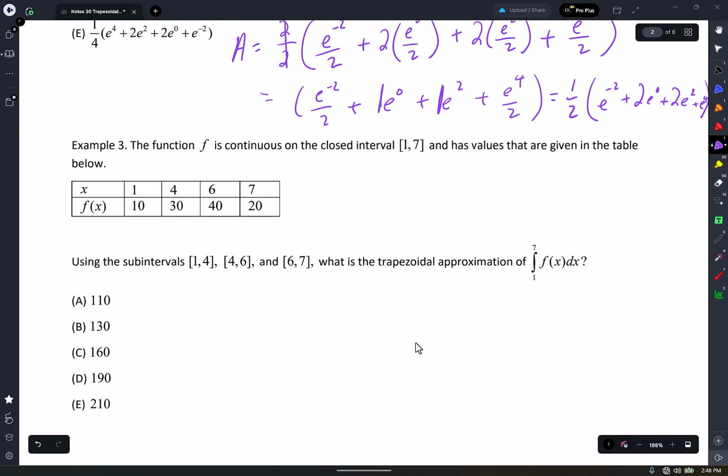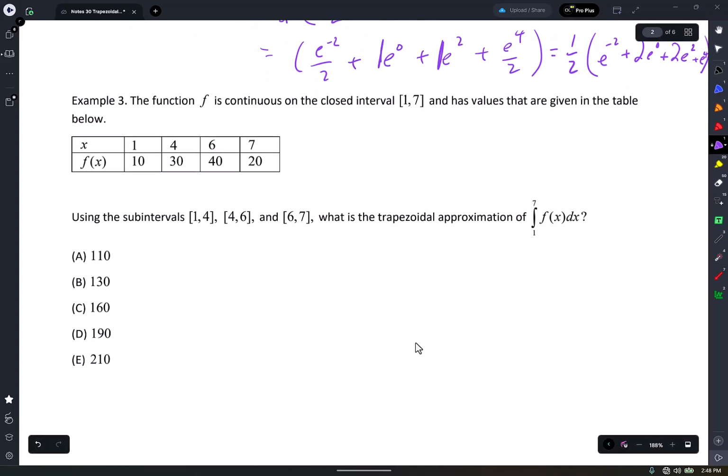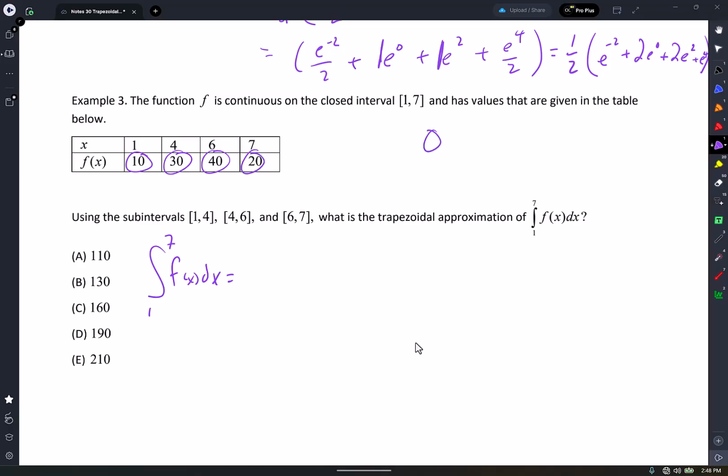Example 3: the function f is continuous on the closed interval 1 to 7 and has values that are given in the table below. Using the subintervals 1 to 4, so here are my partitions, 4 to 6 and 6 to 7, what is the trapezoidal approximation? Integral from 1 to 7 of f of x dx equals, so my delta x's are your heights, and the f of x values that I'm circling are your bases. That's not a 0, that's just to identify circles. Do you guys see that?